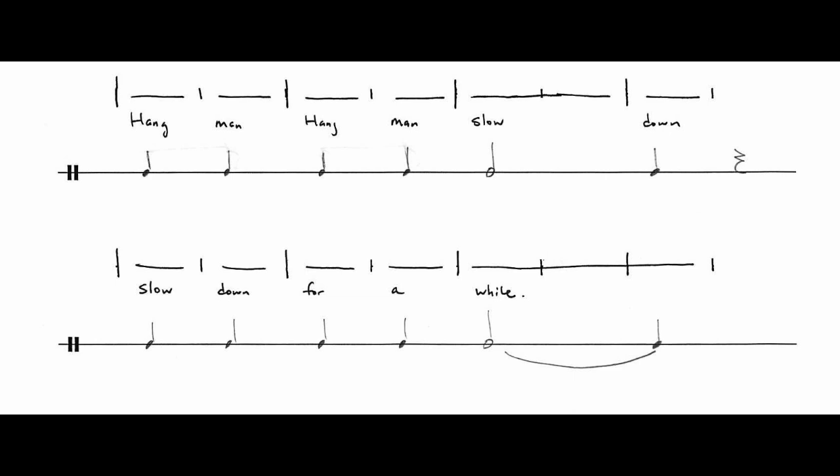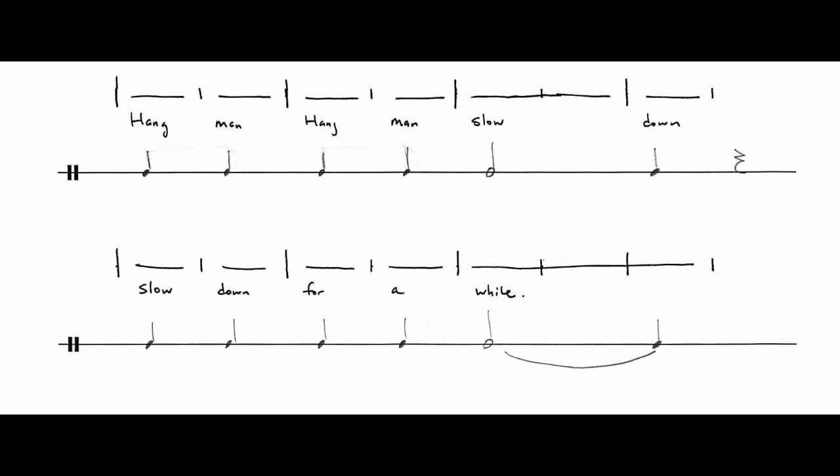So I'm using a half note because 2 quarter notes together equals a half note. So a half note is, for this piece here, equal to the length of 2 beats. That's why I'm using a half note. Also for while, the very last word in this excerpt, you can see that it lasts, in my transcription of it anyway, 3 beats. Slow down for a while. Right. So I've used a half note tied to a quarter note.